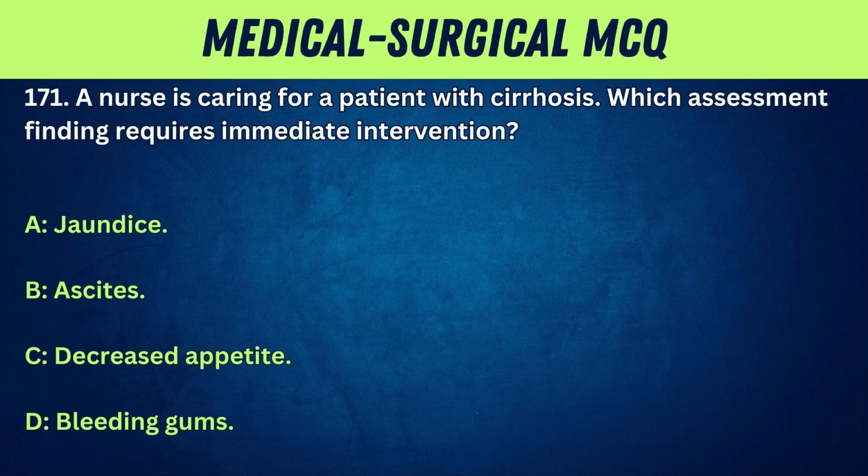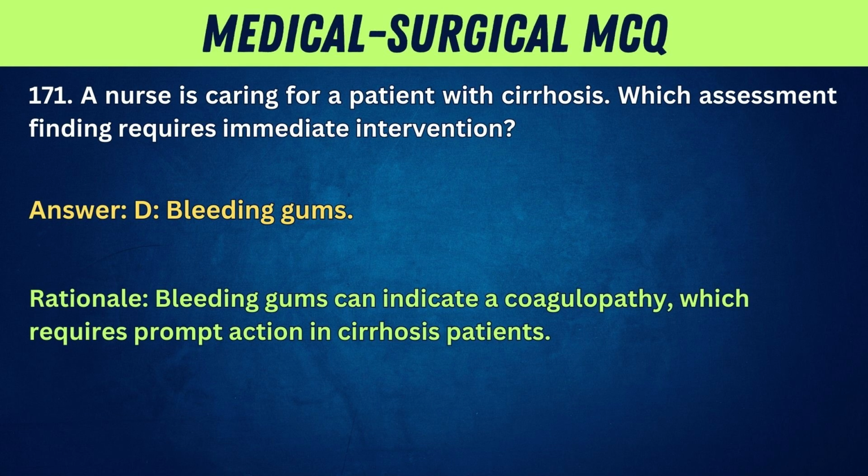171. A nurse is caring for a patient with cirrhosis. Which assessment finding requires immediate intervention? A. Jaundice. B. Ascites. C. Decreased appetite. D. Bleeding gums. Answer: D. Bleeding gums. Rationale: bleeding gums can indicate a coagulopathy, which requires prompt action in cirrhosis patients.